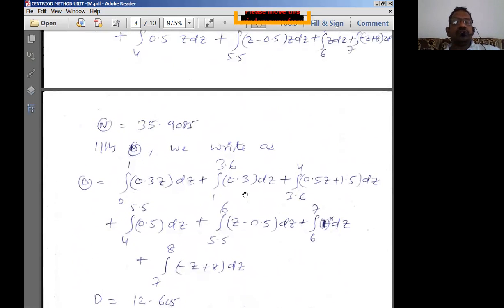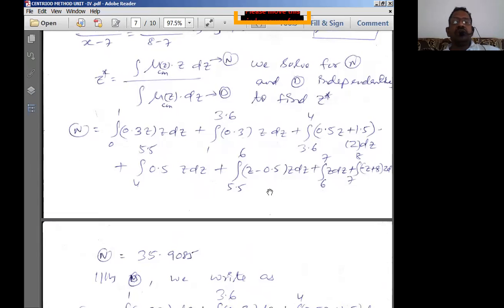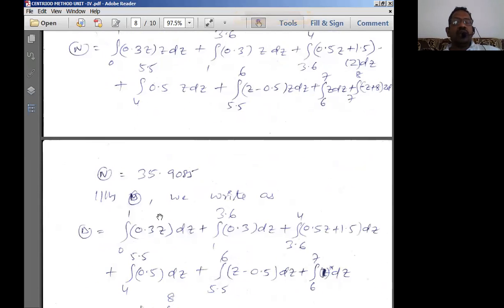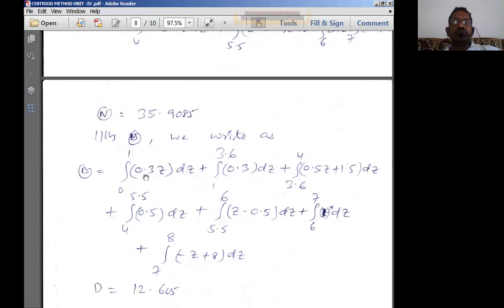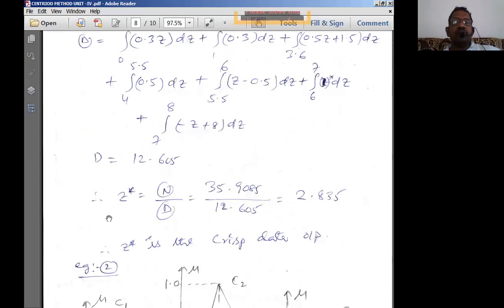That means the only laborious process here is that you have to solve this entire integration. So this is going to take a lot of time, around 15 to 20 minutes. So put together, solving these two is going to take around 15 to 20 minutes. Put together, around half an hour will be taken for you to solve this particular problem.